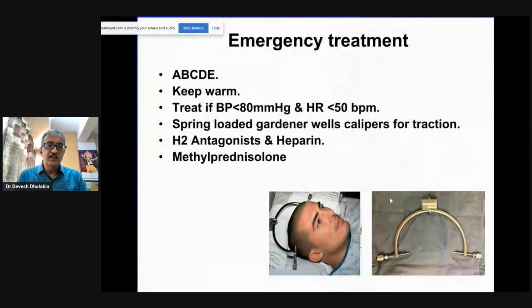If the BP is less than 80 and heart rate less than 50, it has to be treated along with fluids and monitored. Gardner-Wells tongs: if you're suspecting cervical spine injury, the Gardner-Wells tongs are used to give traction and align the fracture and keep it immobilized. And you may start on methylprednisolone.